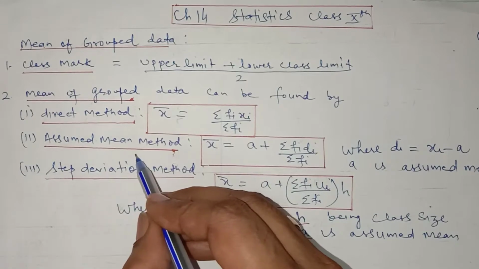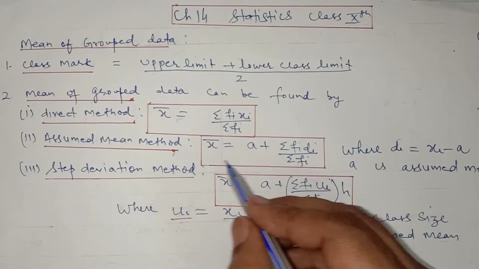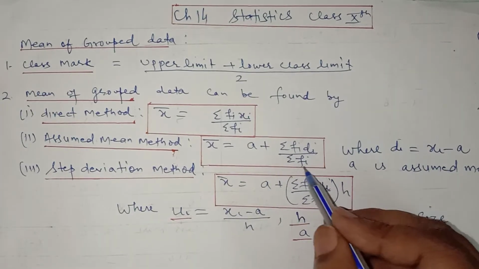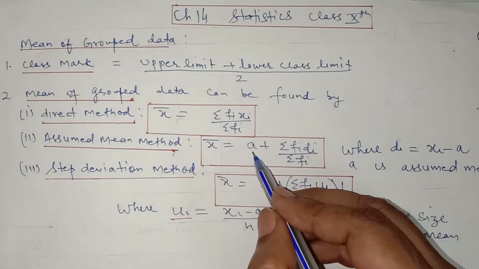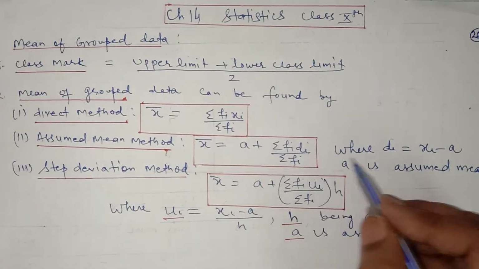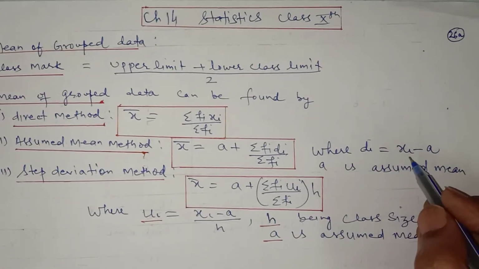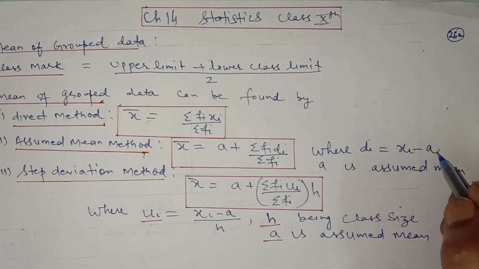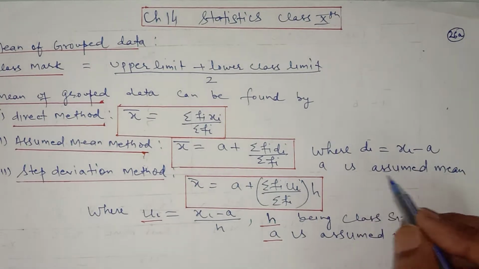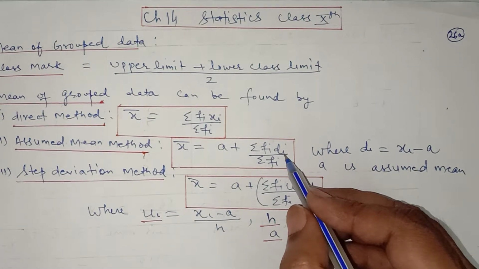Now the assumed mean method: again x bar is equal to a plus summation of fi di upon summation of fi. Now what is a? A here is the assumed mean and di is the difference of xi and the assumed mean. Xi means the individual data, individual element, and di is equal to xi minus a.